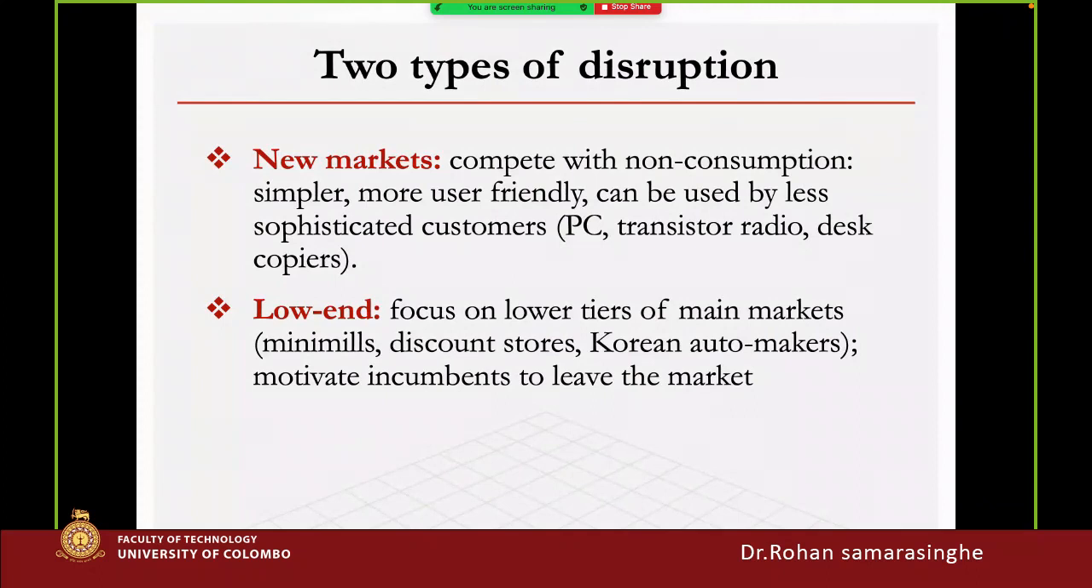So two types of disruption: new market and low end. Introducing this disruptive product, we can find a new market that competes with non-consumption, that is simpler, more user-friendly, can be used by less sophisticated users: PCs, transistor radios, desktop copiers, likewise. When you consider personal computers, some of them are trying to buy branded products, but some of the users never consider the brand. They want to get their expected work done from that product. They are going to buy because those products are very cheap.